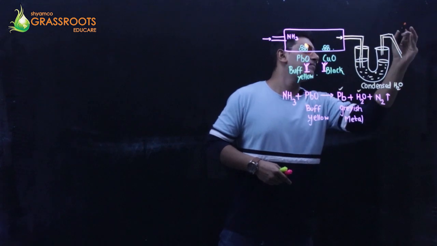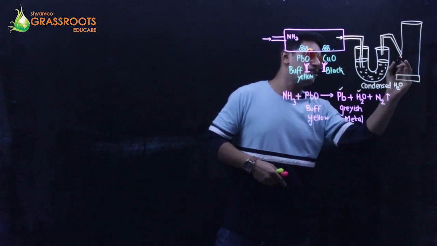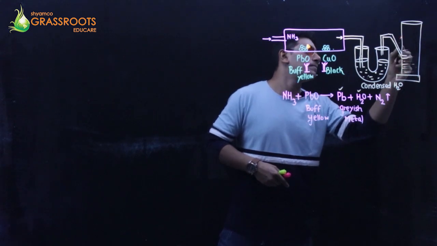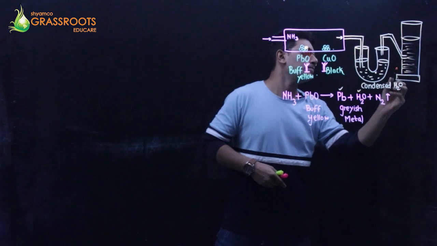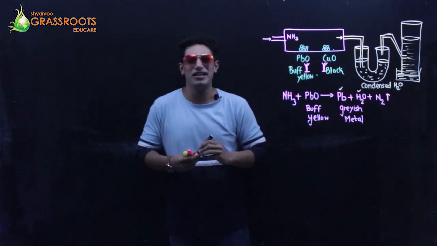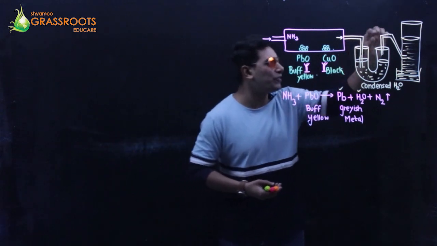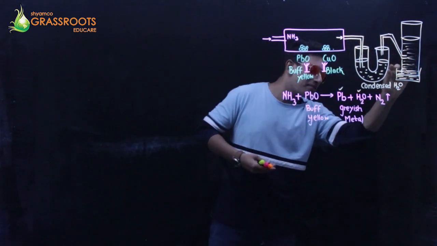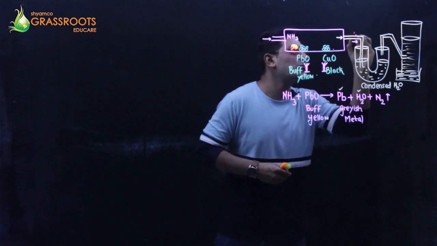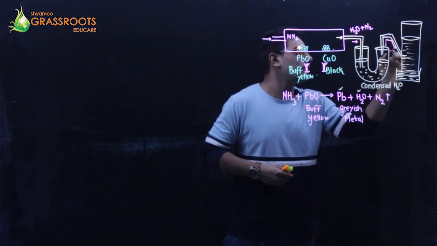which is collected over an inverted test tube or an inverted jar having water. So there is water out here. You can say this is like a water beaker, a trough having water and an inverted cylindrical jar, and obviously the outlet will be somewhere from the bottom. From here we have two gases coming out, water and nitrogen, and from here it is only nitrogen.